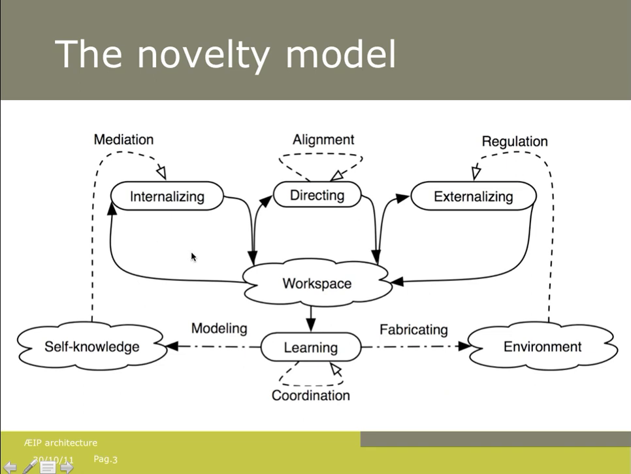Basically, what you see is that there's an architecture of four anticipation processes that each have a kind of control element mediating the anticipation, controlling the anticipation, for internalizing its mediation, for directing its alignment, for externalizing its regulation, and for learning its coordination. And those four can change if you go to a specific novelty model, and all the anticipation processes, together working on that workspace, can actually create things that will change the self-knowledge or the environment.